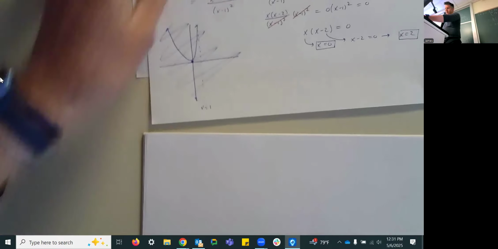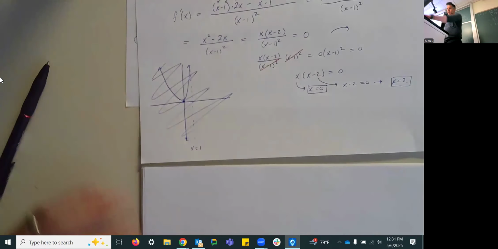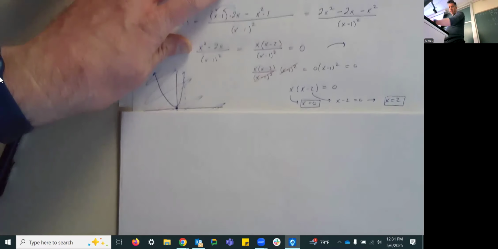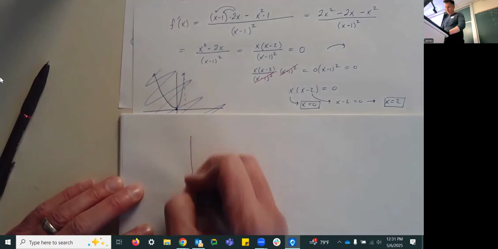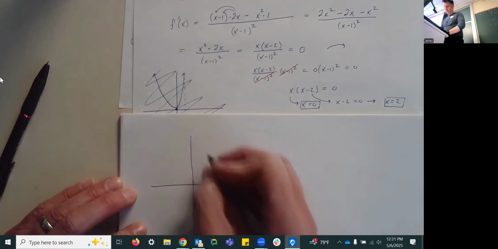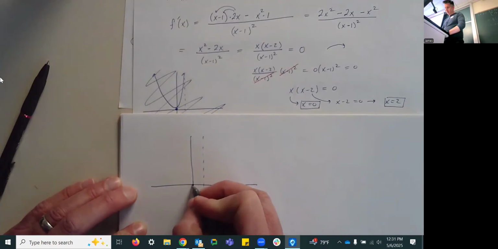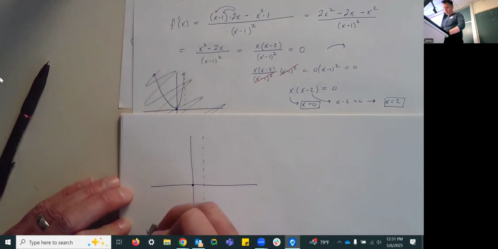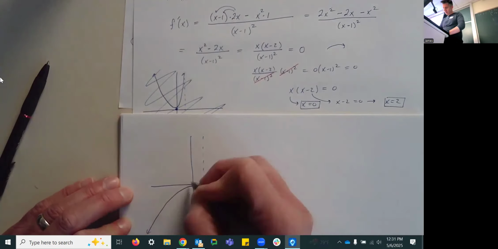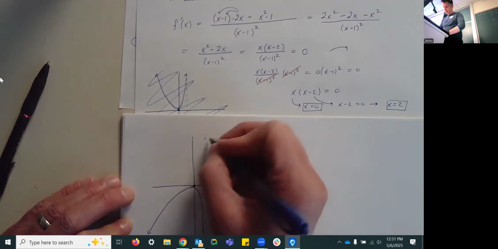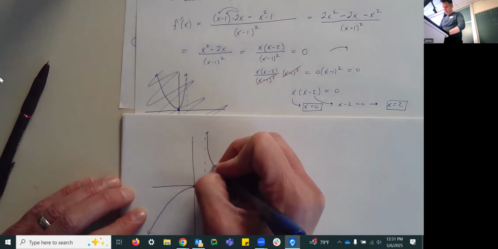My graph actually looks like, see if we can keep this on the page here. Sorry, there's too much paper. So what my graph would have actually looked like would be the following. Still a vertical asymptote at 1. We have an intercept at 0, but it should be going down like this. And the other side should look like this.